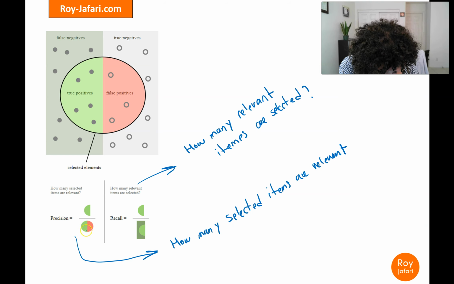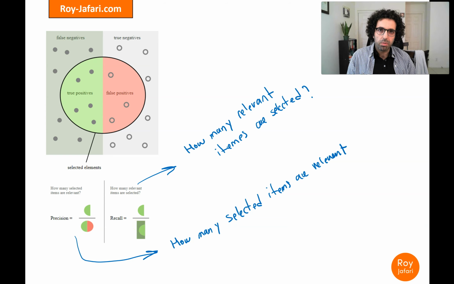It's paying attention to our selection here. On this one, it's paying attention to all of the positives. So that's... precision and specificity are not the same thing, but sensitivity and recall are the same thing.